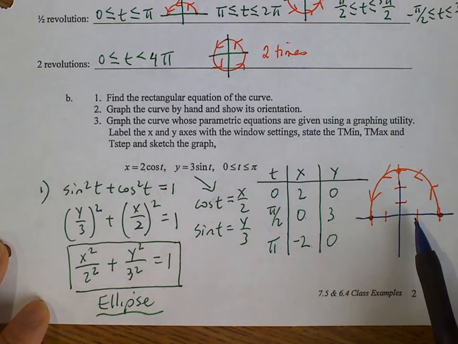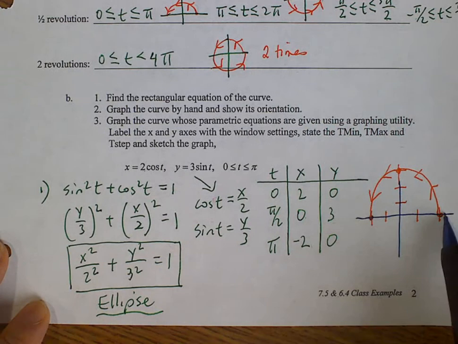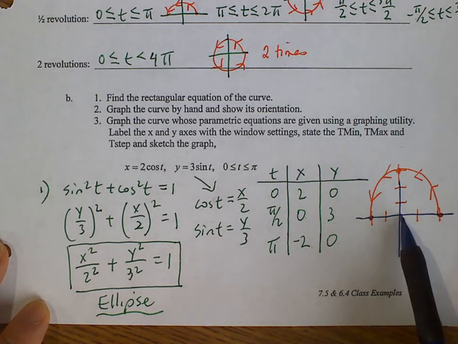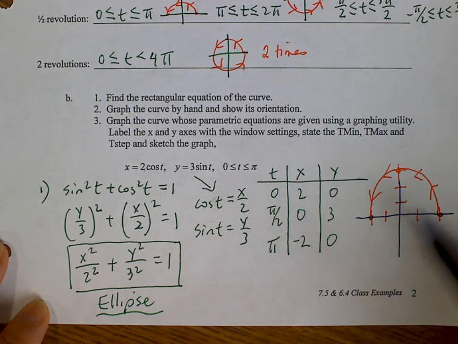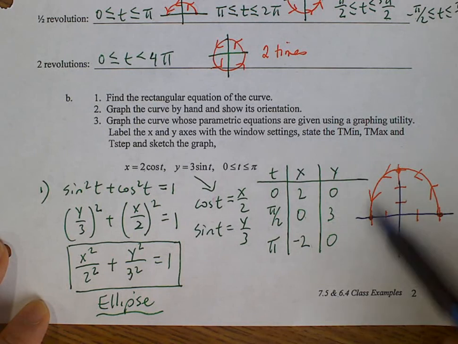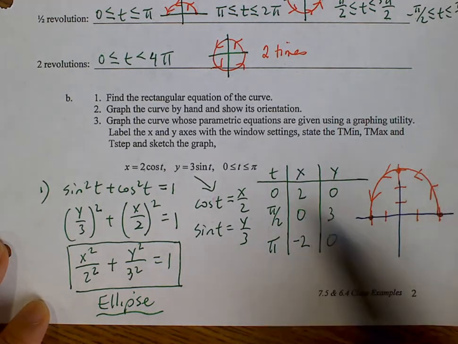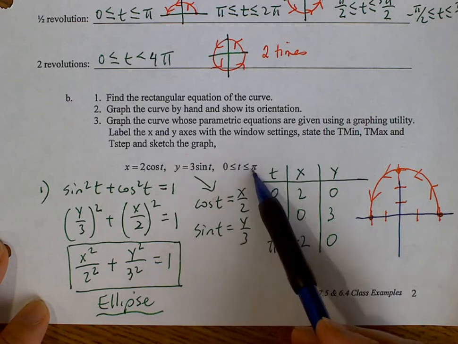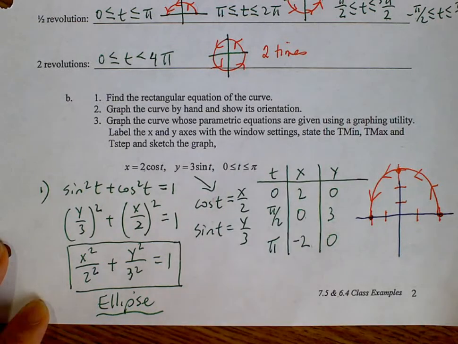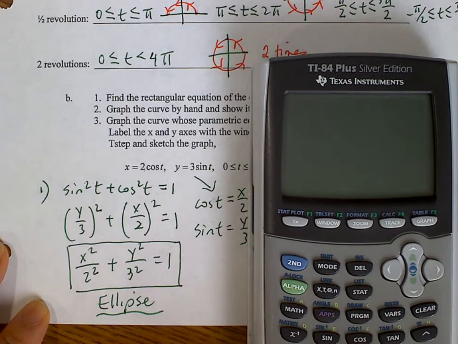If I compare that to what I have here, along the x-axis it's going from the origin 2 units to the right and 2 units to the left. Then I also have 3 units going up, and that would be it. It's not going to be going down because the parameter goes from 0 to pi. Okay, so let's take a look at this on the calculator.